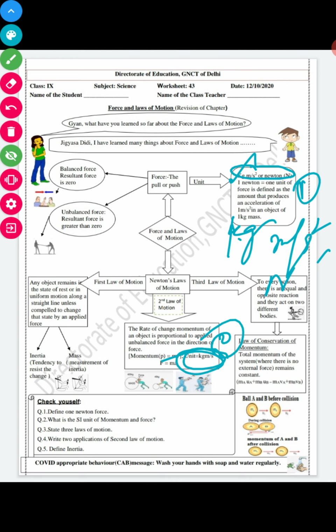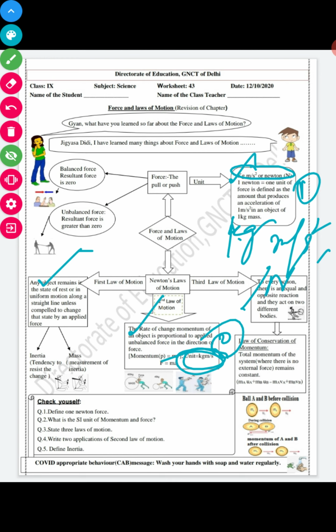Third, we have state the 3 laws of motion. You can write first, second and third. And the fourth question is write two applications of the second law of motion. One, a karate player breaks the slab of stone with a single blow, right? You can write this also. Or in the sport of long jump, athletes are made to fall either on a cushion bed or on a sand bed.